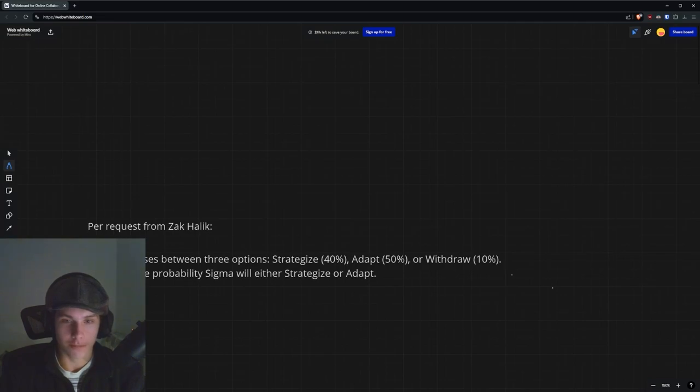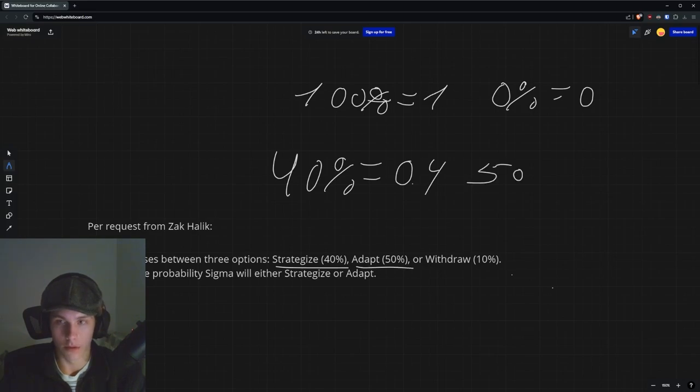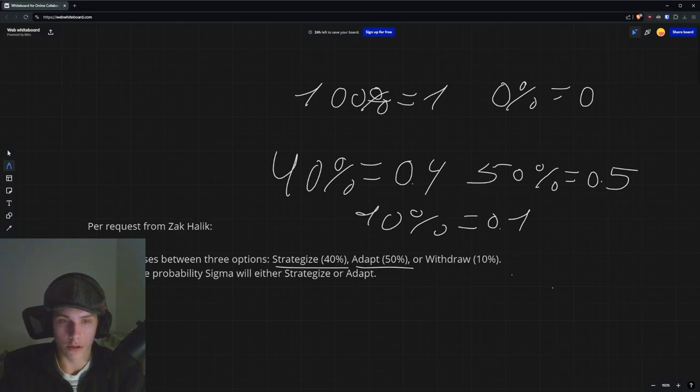Alright, anyways. So strategize is 40%. That means 40% equals 0.4. That's because 100% equals 1 and 0% equals 0. I hope we all know that. That's the most basic. So 40% is 0.4. That means that 50% is obviously 0.5 and 10% is 0.1. So the question is the probability that Sigma will either strategize or adapt.